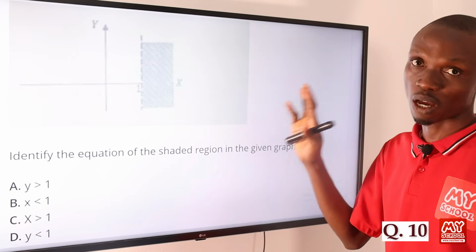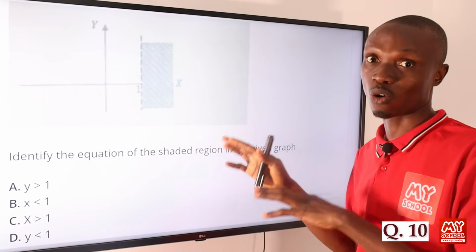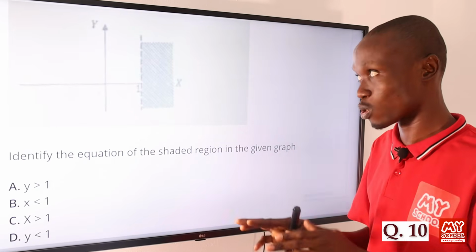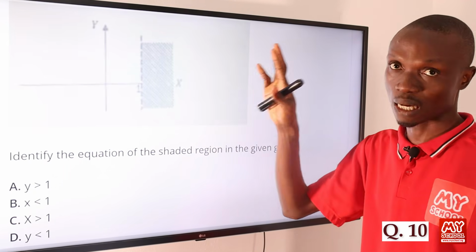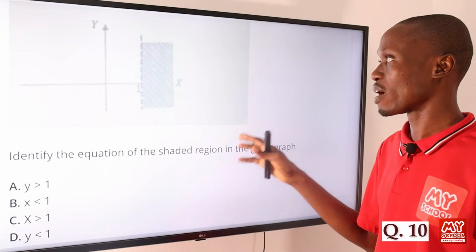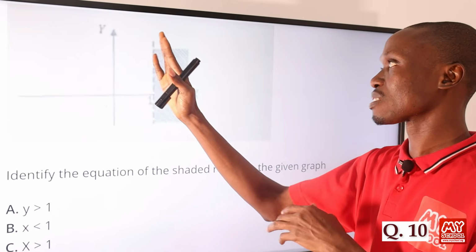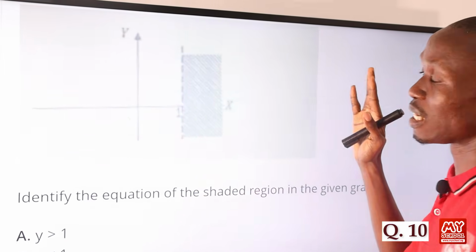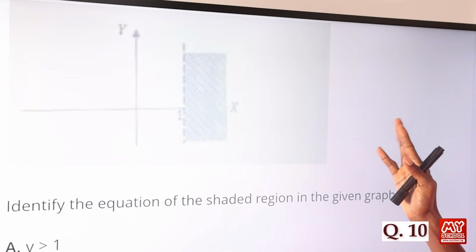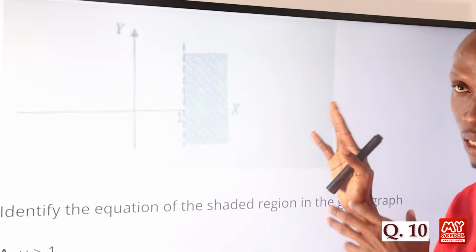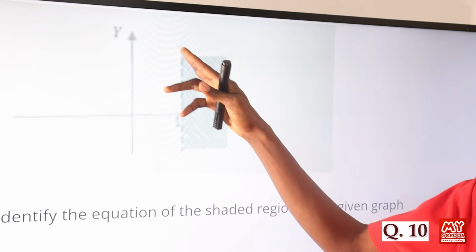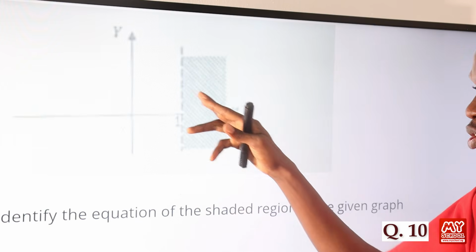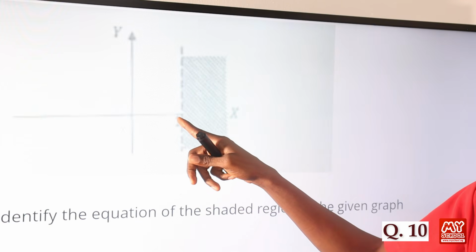In that case, we are going to be having whether it is greater than or less than, but not greater than or equal to or less than or equal to. So let's identify whether it's going to be greater than or less than, right? If you look at this, the right hand side of the line is shaded, so that indicates that it is greater than, right? And you can see that what the shaded region here is simply showing is that it is actually greater than 1.